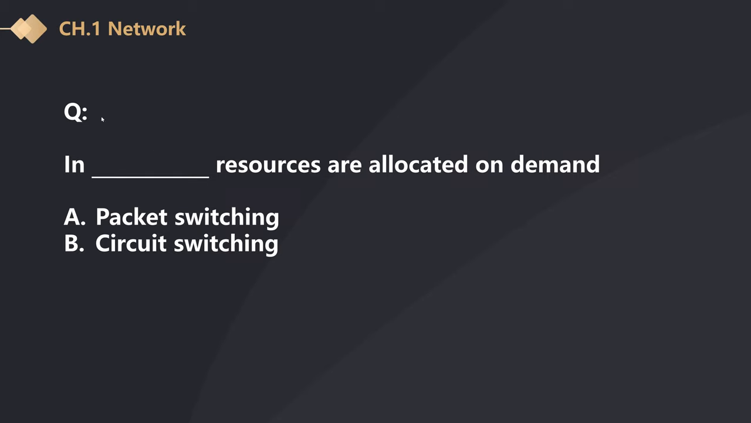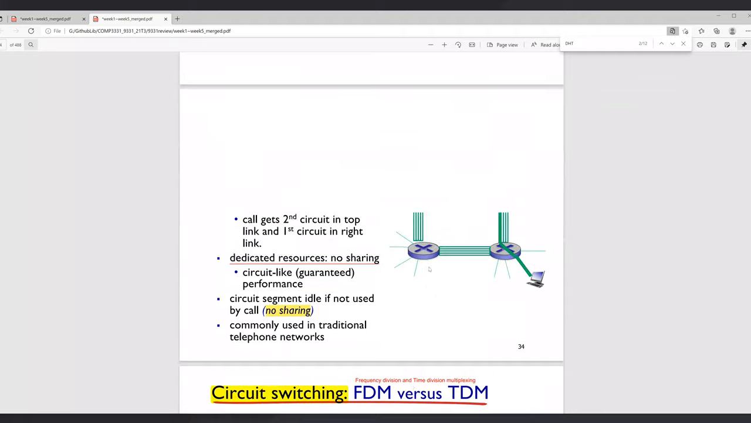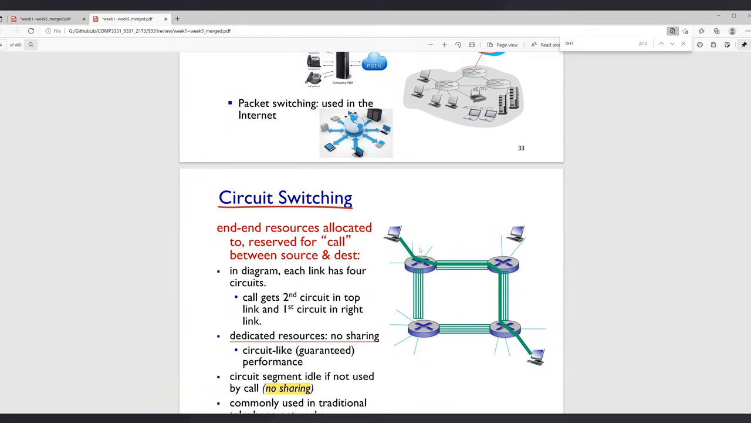Yeah. So let's go back to this question here. In what kind of switching are resources allocated on demand? What does this mean? Let's get back to these slides here. Have a look at this picture. Allocated on demand means if we need to send something outside, let's say to the right hand side, we can use any road we want, or any bandwidth if possible.